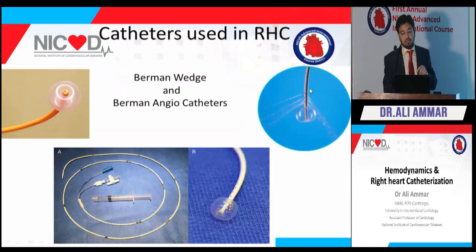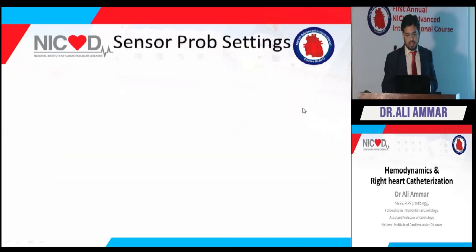Another type is the Berman angio, that is used for doing angiograms on the right side. And it has different ports and different holes on the sideways. So it is safer to give injections in the RV or in the pulmonary artery by using this catheter.